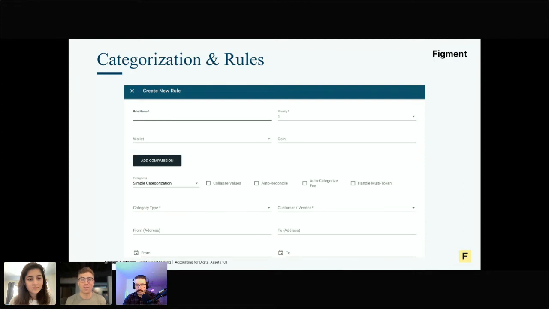If you've got everything jumbled into one wallet all over the place, it becomes really hard to effectively run rules. And I think, yeah, Mackenzie, can you speak to how you approach it from an accountant standpoint of figuring out what transactions are for?